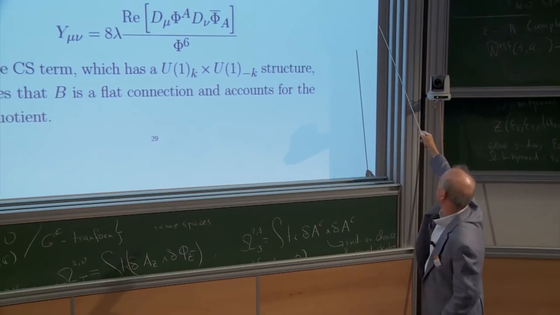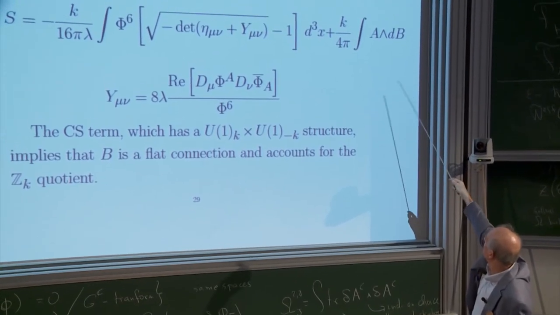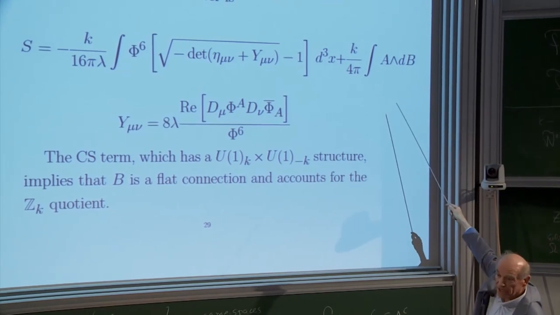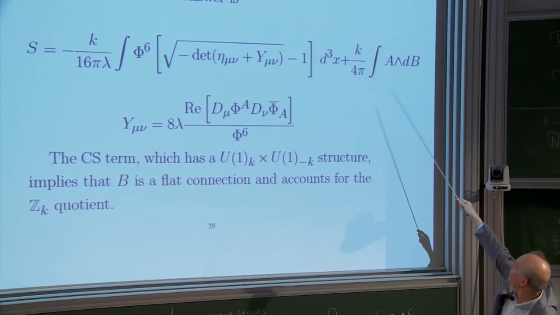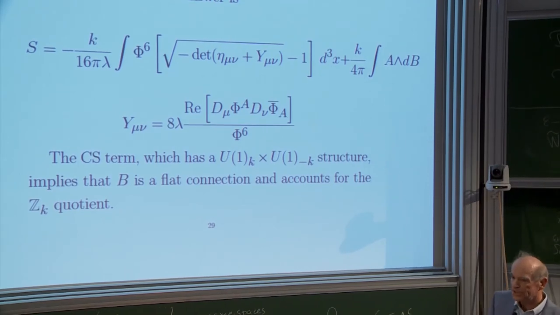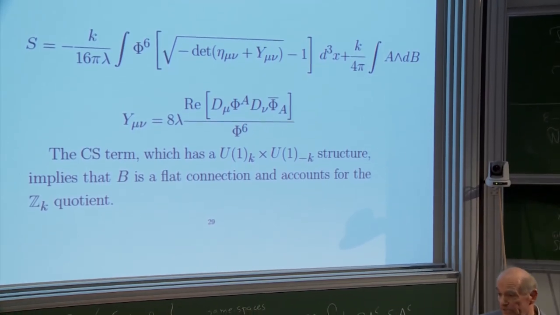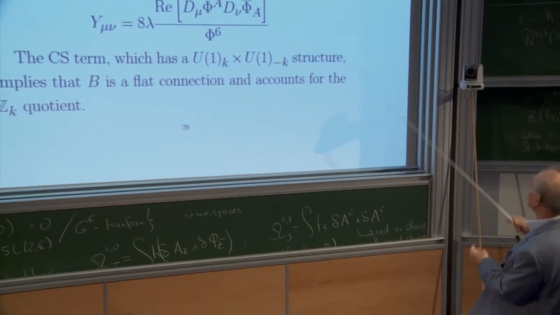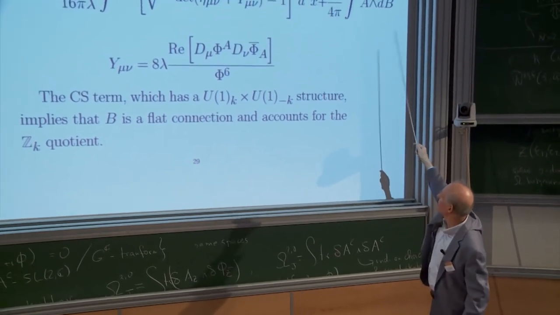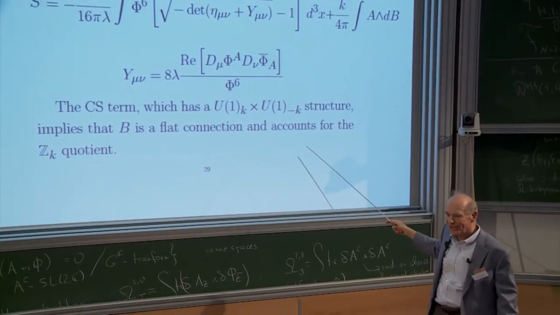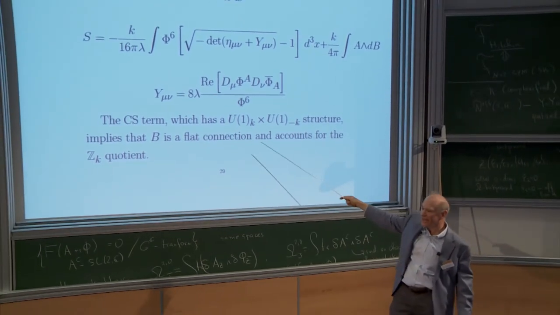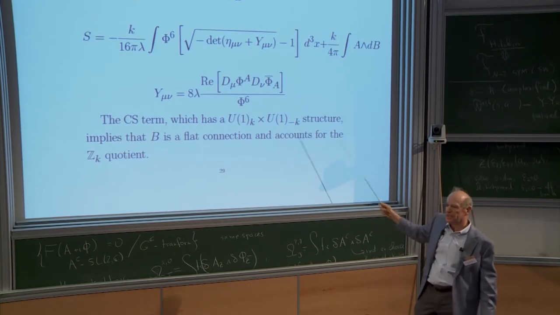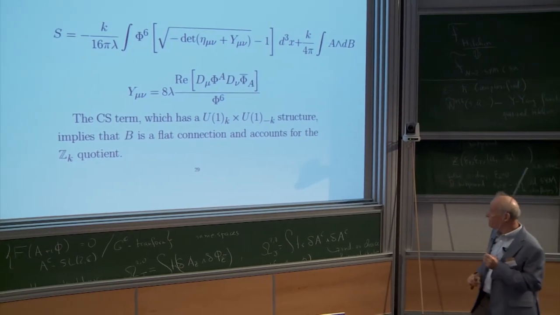Here's the Chern-Simons term I mentioned. This field A is a Lagrange multiplier here. It tells you that B is the gradient of a scalar, and the coefficient, if you do things properly, tells you that that scalar has period 2 pi over k. This term can be written as the sum, or difference, of two Chern-Simons terms by taking the sum and difference of A and B. And then you see the U(1)_k times U(1)_minus k structure when you do that.